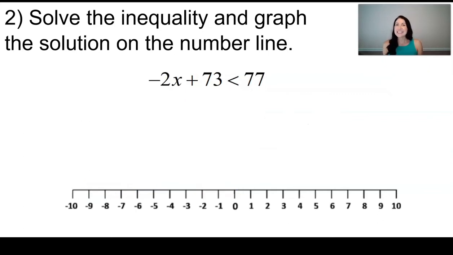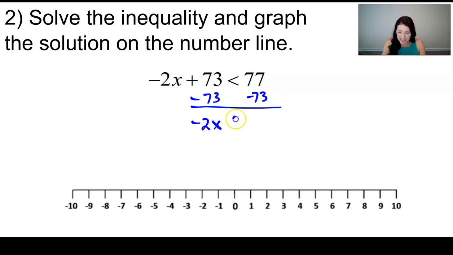Here we're going to see something interesting happen. When we solve this one, we're first going to subtract 73, and then we have negative 2x is less than 4. At this point, we need to divide both sides by negative 2. Now there's something very important that happens when you are solving an inequality and you divide or multiply by a negative number. I'm going to bring in our special guest to let us know what that important point is.